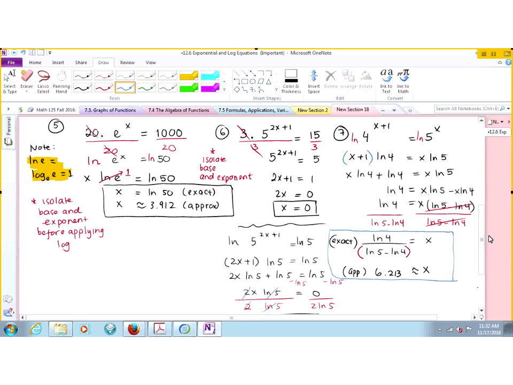Oh, you don't have to label it. It's just that I always do, so you know which one is exact. Exact is before we use the calculator. Is it doable? It's easy?